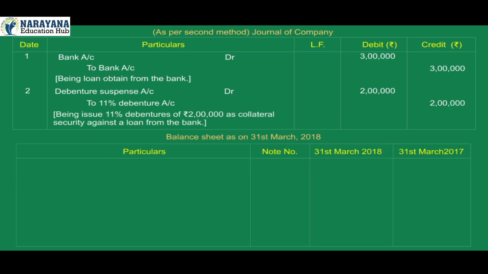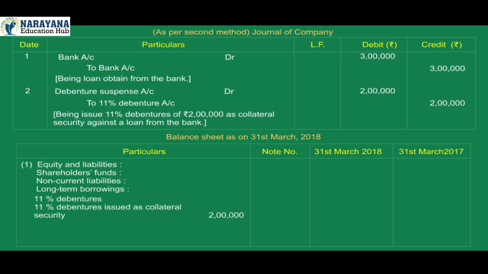Balance sheet as on 31st March 2018. Particulars, note number, 31st March 2018, 31st March 2017. 1. Equity and liabilities. Shareholders fund. Non-current liabilities. Long-term borrowings. 11% debentures 14 lakh. 11% debentures issued as collateral security 2 lakh. Less debenture suspense account 2 lakh. Bank loan on collateral security of debentures Rs 2 lakh. 3 lakh.